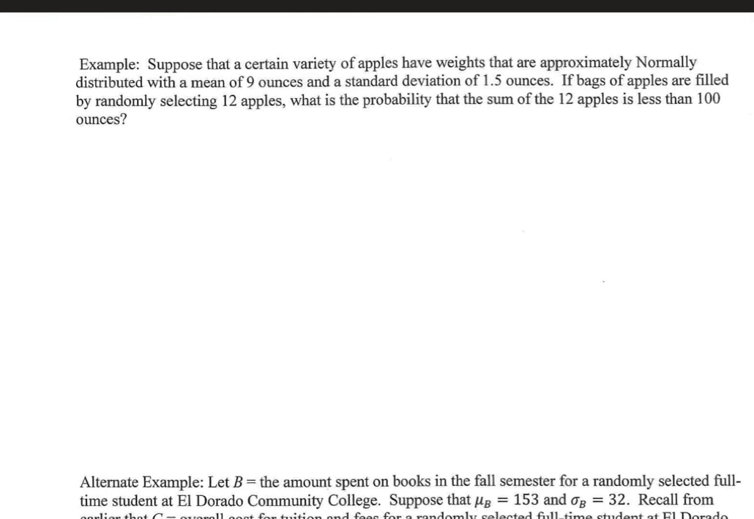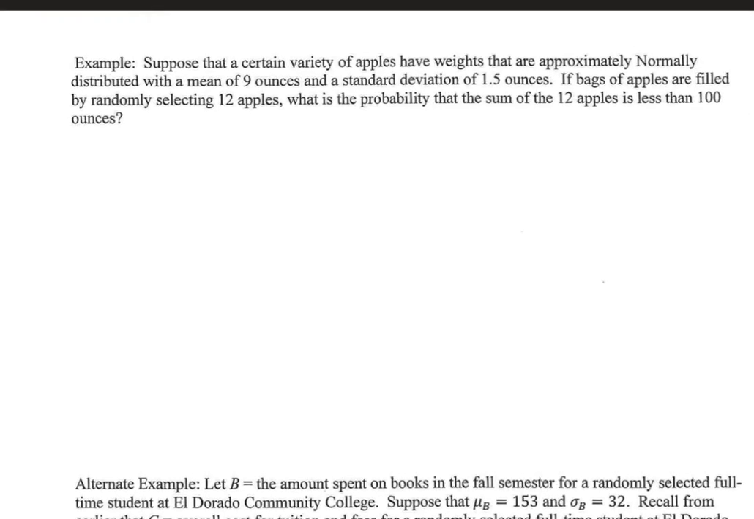Suppose that a certain variety of apples have weights that are approximately normal, that's good news, with a mean of 9 ounces and a standard deviation of 1.5 ounces. So the mean of just one apple is 9 ounces. Standard deviation of that is 1.5. Bags of apples are filled by randomly selecting 12 apples. What is the probability that the sum of the 12 apples is less than 100 ounces?